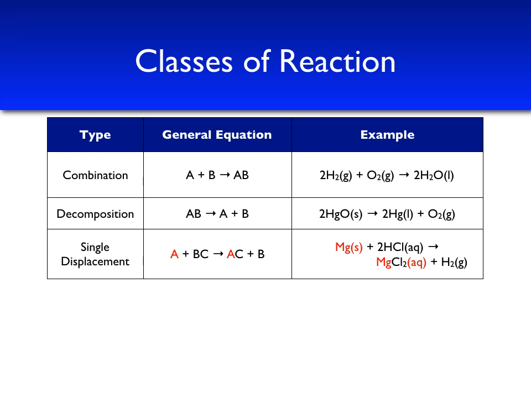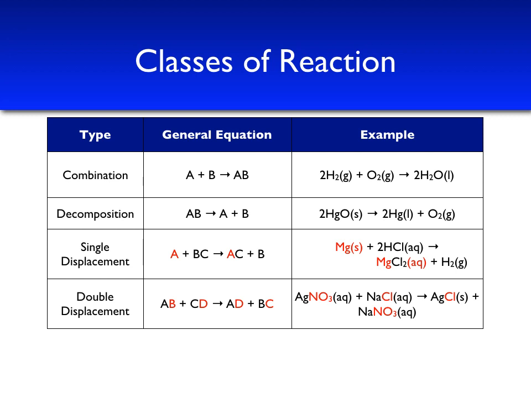The third type of reaction is a single displacement reaction. In a single displacement reaction, an element displaces another element from a compound. In our example here, magnesium solid displaces hydrogen gas from the acid, forming magnesium chloride and our hydrogen gas.